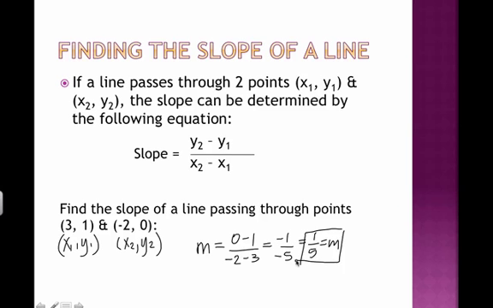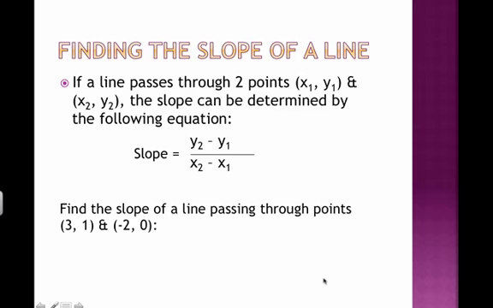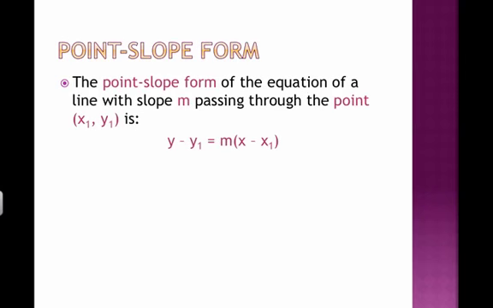So we know now that we have a positive slope of 1/5 for this line. And again, this all should be review for you, so I'm moving through it pretty quickly. All right, we're going to move on to the next slide here. The point slope form of a line.